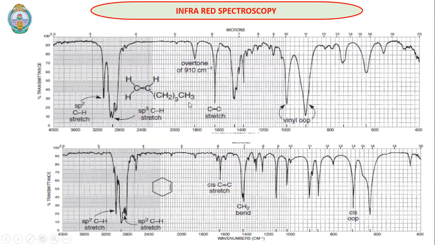We will look at some examples. See this example. We have sp2 hybridized carbon CH vibrations. They will appear at more than 3000. So this is an example for that. It has an aliphatic CH and an unsaturated CH, so both are appearing here. At the same time, this is the double bond OOP peaks, then the C=C stretching frequency.